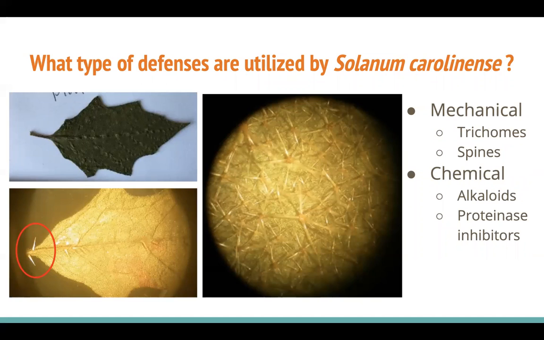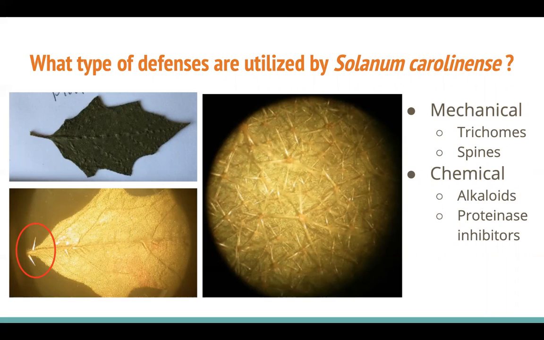There are two mechanical defenses utilized by S. carolinense, trichomes and spines. The image on the right shows a leaf of the nightshade under a microscope. The star-shaped spikes shown are the trichomes. The image on the bottom left is also an S. carolinense leaf under a microscope.